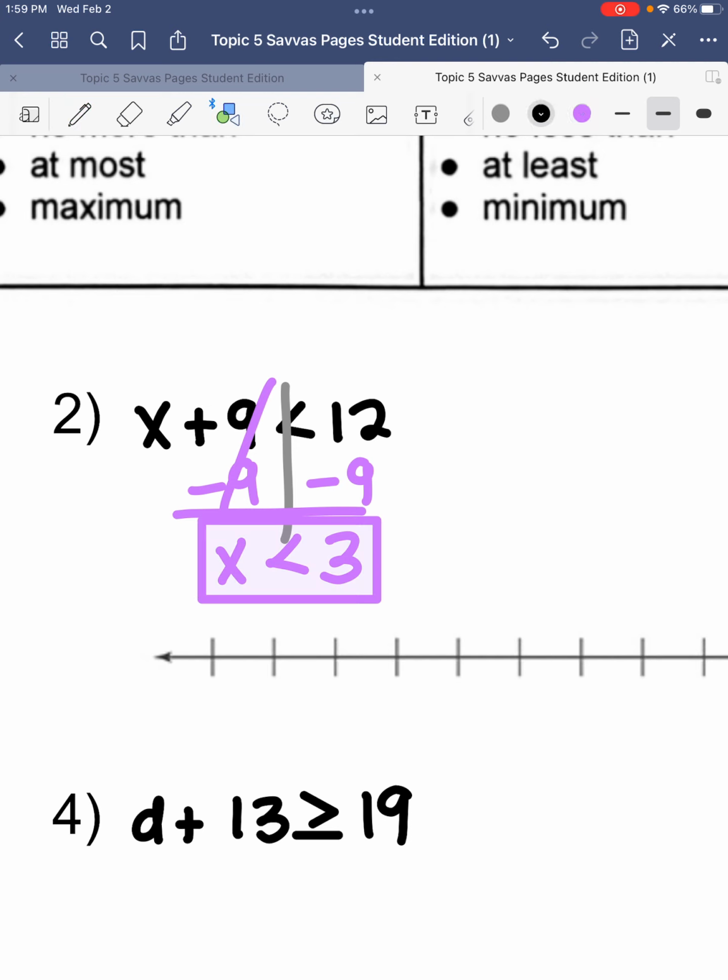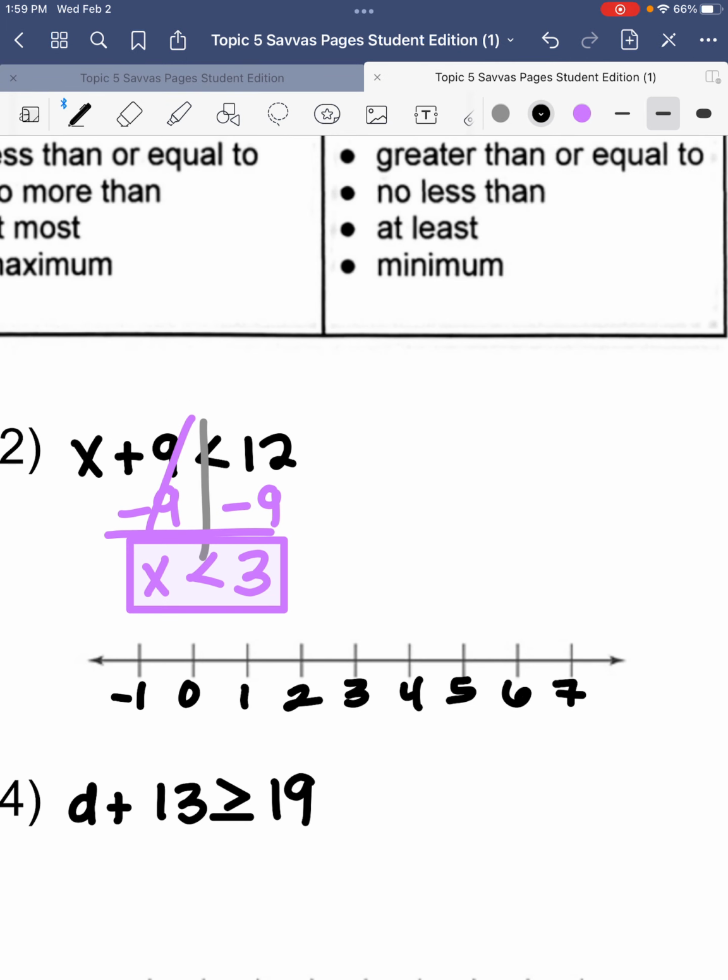Now we can graph that on our number line. So I want 3 to kind of be towards the center. So I'm going to start at negative 1, 0, 1, 2, 3, 4, 5, 6, 7. That's all I can fit. Okay, so at 3, what kind of circle do I want? Well, I want an open circle. There's no line underneath my symbol. So I'm going to leave my circle just like that, an open circle. And because my variable is over here on the left, I can use my inequality sign as an arrow telling me which way to shade. I'm going to shade towards the left, so towards negative 1.